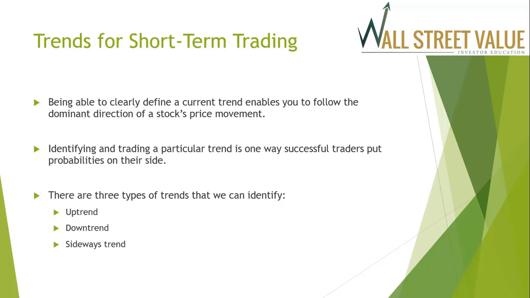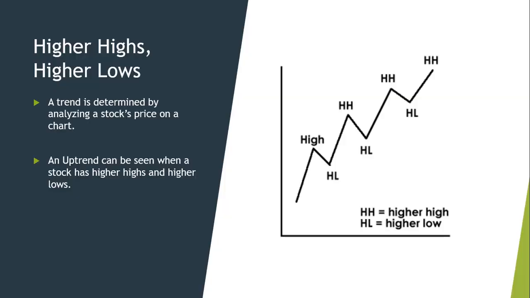And there's three types of trends that we can identify: an uptrend, a downtrend, and a sideways trend. Higher highs and higher lows. A trend is determined by analyzing a stock's price on a chart. And an uptrend can be seen when a stock has higher highs and higher lows.